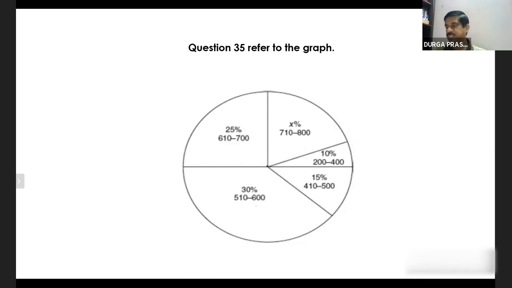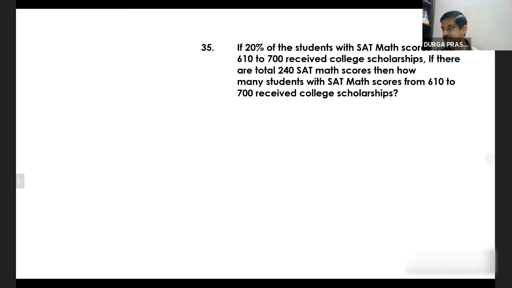Okay, let's go to the next question. So it's the same data. We got x as 20. Okay, so let us see what is the next question. Same school's data. So 20% of students with SAT math scores from 610 to 700 received college scholarships. If there are total 240 SAT math scores, how many students with SAT math scores from 610 to 700 received scholarships?